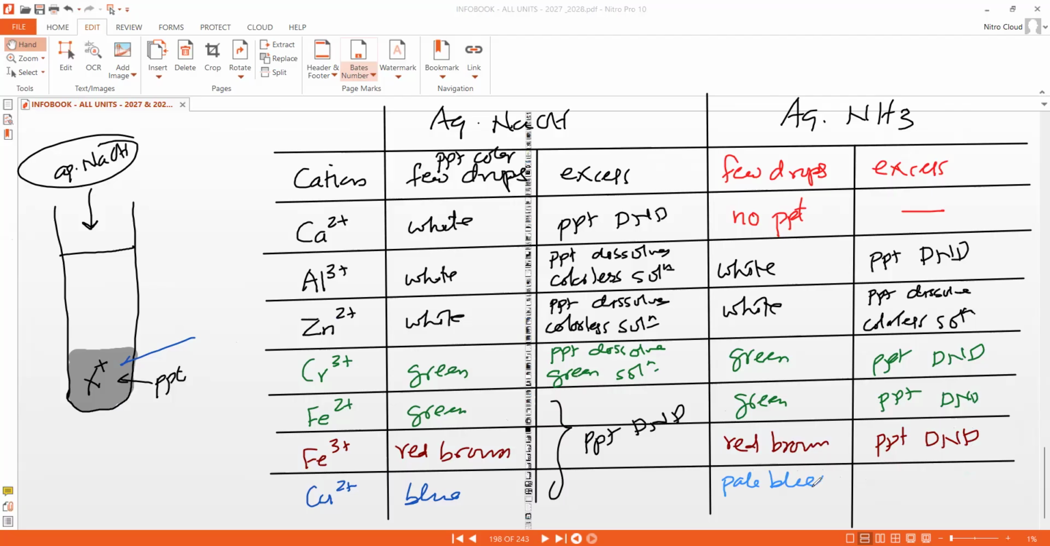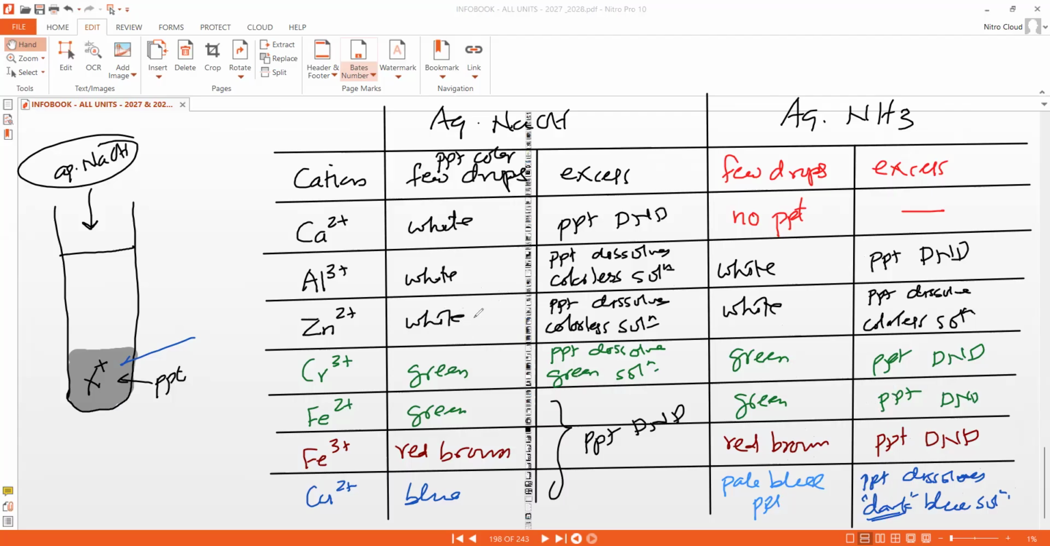In few drops, copper ions in ammonia will form a pale blue precipitate. So do mention that adjective pale. And when you're in excess, it will give you a dark blue solution. So you must mention the precipitate dissolves and forms a dark blue solution. The word dark must be mentioned. You can say dark blue or you can say deep blue. So now you can see that there is no clash.